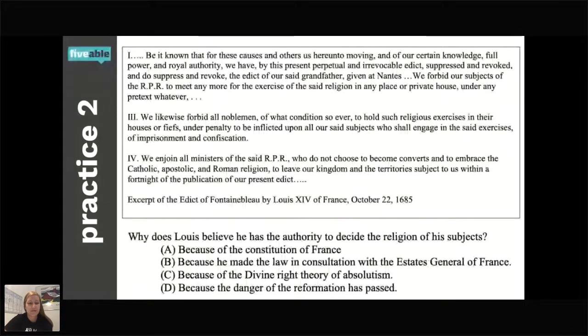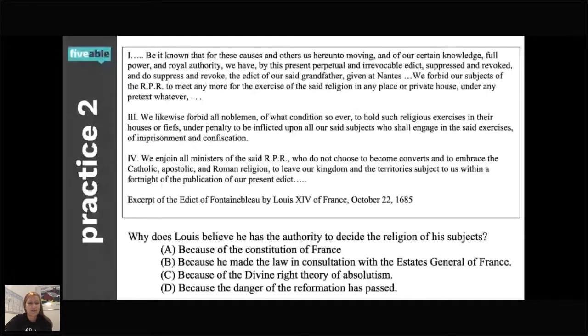Be it known that for these causes and others, us hereunto moving, of our certain knowledge, full power, and royal authority, we have by this present perpetual and irrevocable edict suppressed and revoked, and do suppress and revoke the edict of our said grandfather given at Nantes. We forbid our subjects of the RPR to meet any more for the exercise of the said religion in any place or private house, under any pretext whatever.